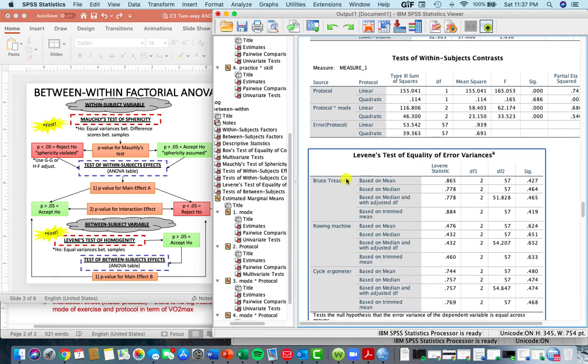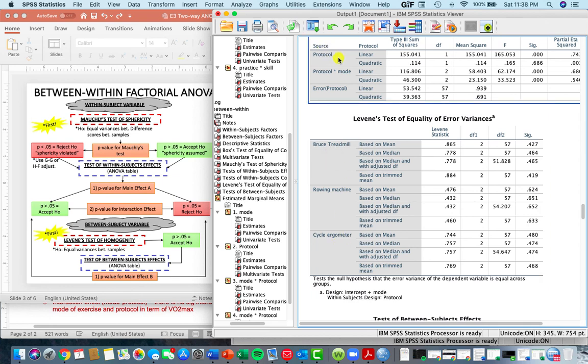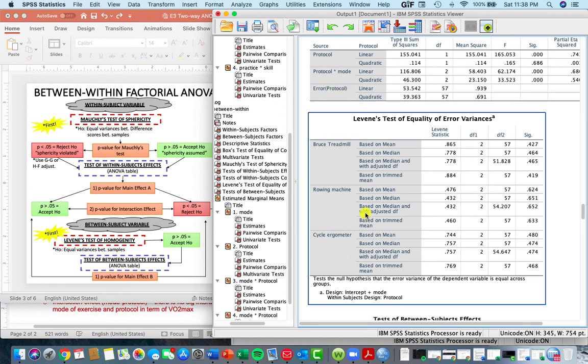So this is where you scroll down and you see, oh look, hey, it's Levene's test, right? And you'll see that you have, and this is sometimes confusing to people, but you're going to have three different homogeneity of variance values. And I'll tell you the reason why. Because when you look at each, it'll be in terms of the protocol, because that's the within subject effect value per se, right? So we already checked the sphericity for the within subject effect thing, right?